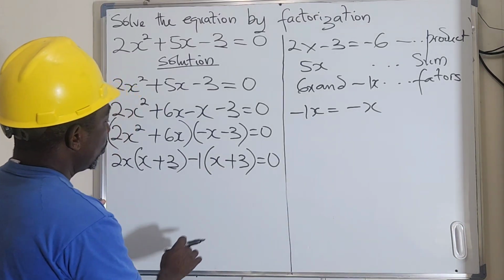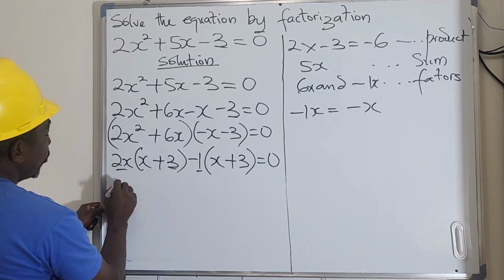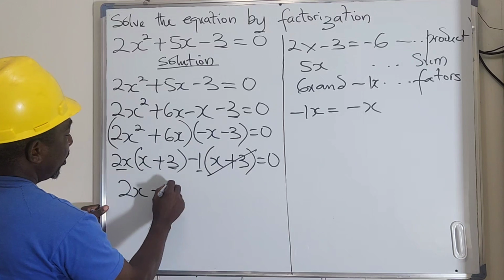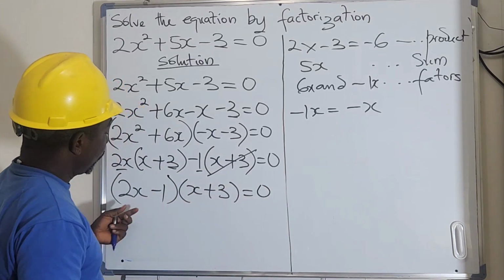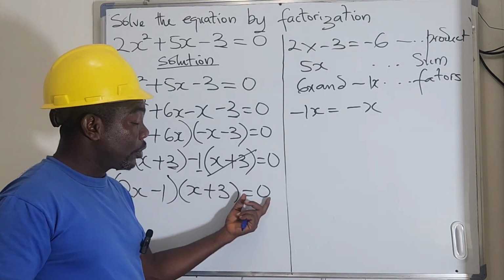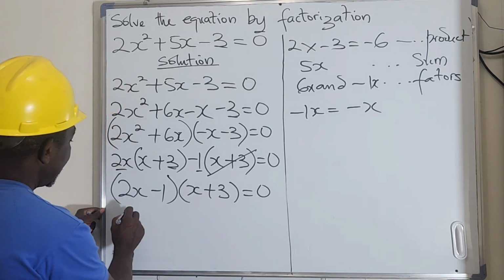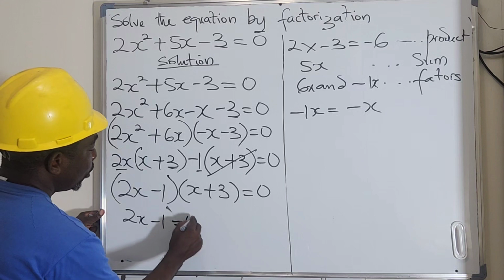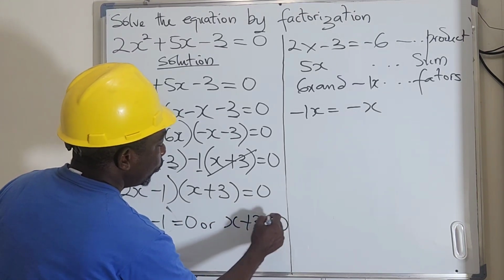So in this case, we take the first one and take this one and this. So it's going to be 2x minus 1. Then we cancel 1 and take 1. Then x plus 3 equals 0. So we have two parentheses now. It is either the first parenthesis equals 0 or the second parenthesis equals 0. In this case, we set 2x minus 1 equals 0, or x plus 3 equals 0.